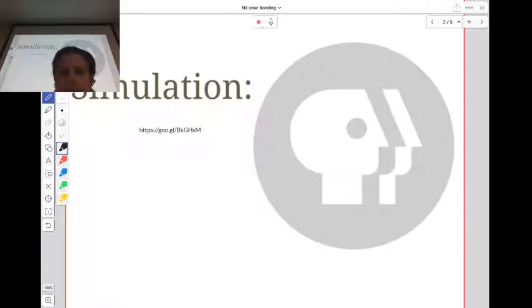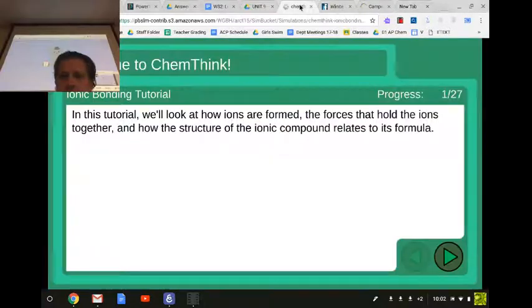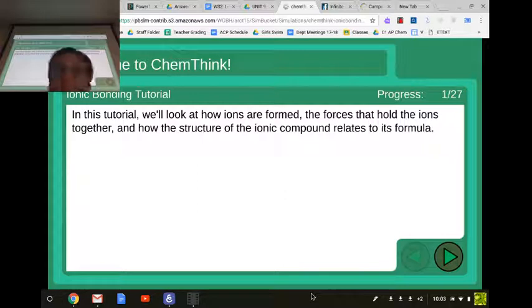And in an effort to talk about this in a little bit greater detail, there is a simulation that I need to show you. In order for me to show you, I need to back out of this for a second and go to this for a second. Now we are going to talk about this simulation. So this is an ionic bonding tutorial.